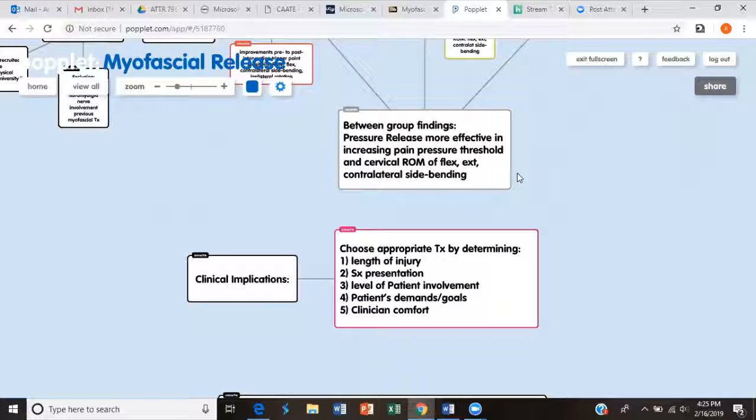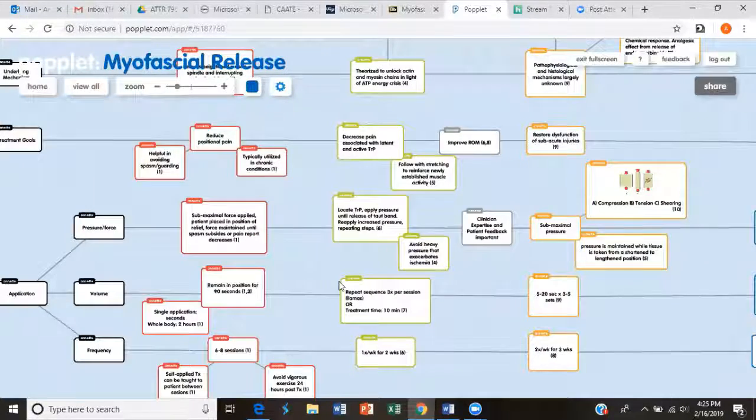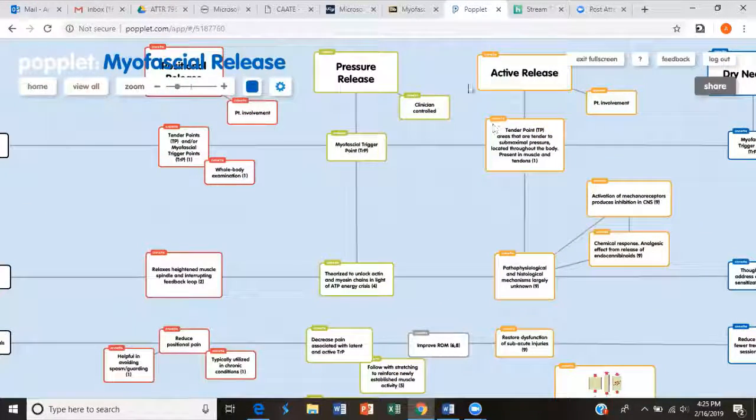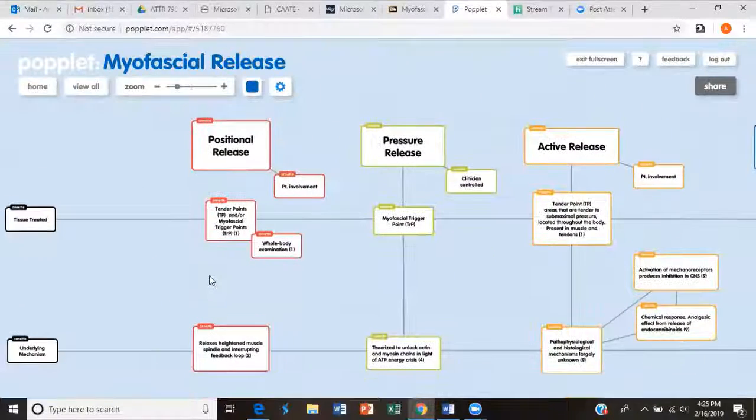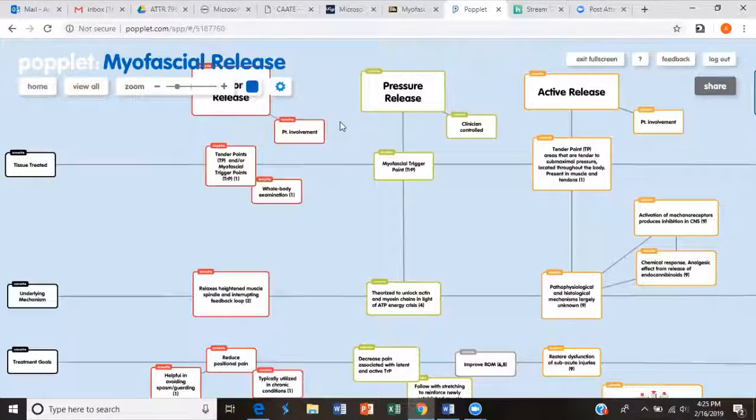So to summarize, with the article from Al-Shawabaka et al. and all the other literature presented today, it is important that the clinician choose the appropriate myofascial release treatment by first determining the length of injury. As stated, any injury that is in this subacute stage may have a better response to active release. Somebody that has a chronic injury, positional release may be more effective.